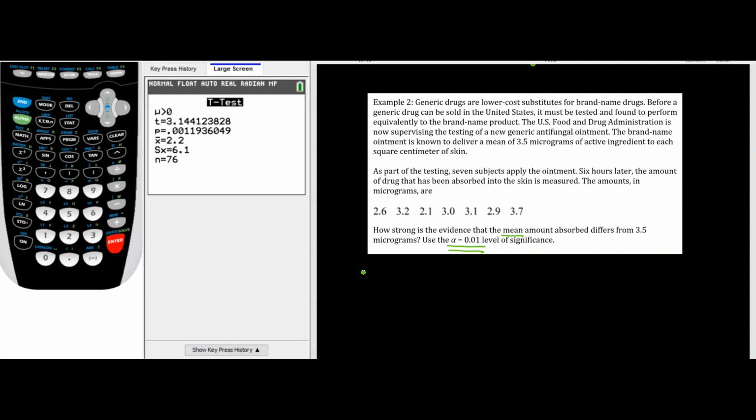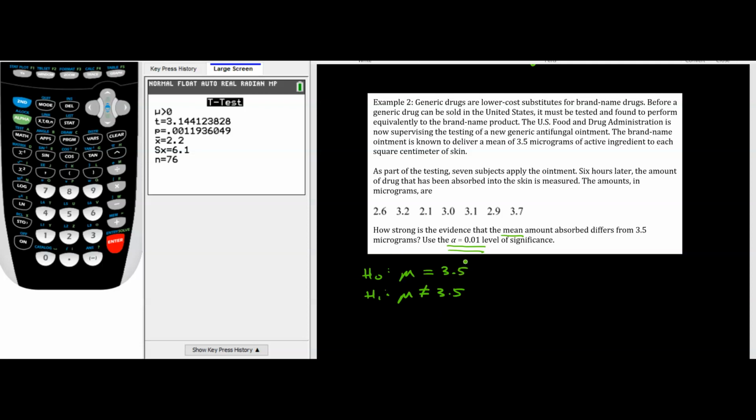Okay, we should note our hypotheses right away. And a lot of times, your alternate hypothesis is going to be captured in this question that they ask. So when it says, how strong is the evidence that the mean amount differs from 3.5 micrograms, your alternate is going to be the mean differs from 3.5, is not equal to 3.5. Whereas the null is that there would be no change in the average amount of medicine that this generic is delivering, and so therefore we would expect the average amount of medicine that the generic is delivering to be equal to 3.5.